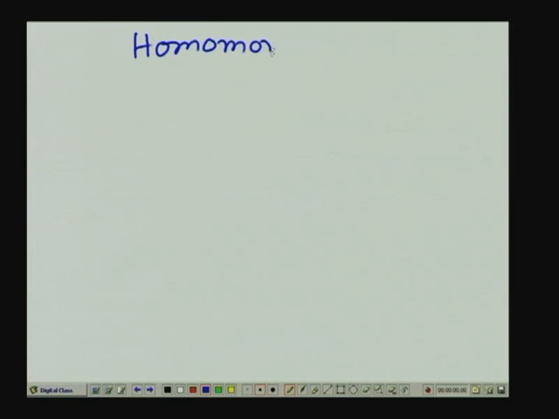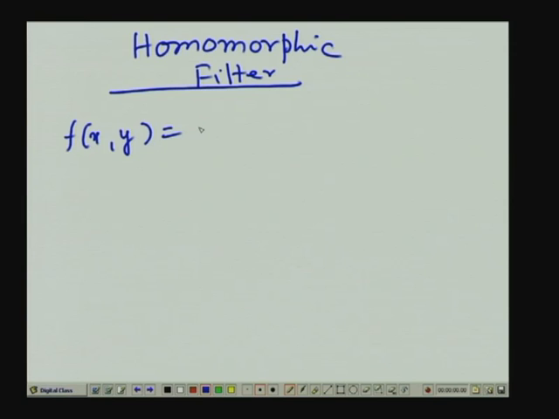Homomorphic filter. The idea comes from one of the earlier discussions, where we said that the intensity at a particular point in the image is a product of two terms. One is the illumination term, the other is the reflectance term. That is, f(x,y) can be represented by an illumination term i(x,y) multiplied by r(x,y), where r(x,y) is the reflectance term.